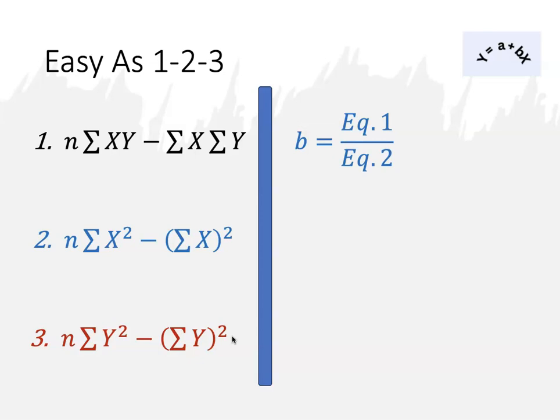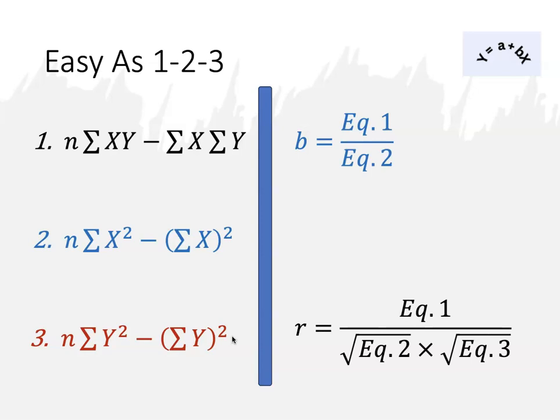Then our formula for the slope becomes equation 1 over equation 2. And the formula for r becomes equation 1 over the square root of equation 2 multiplied by the square root of equation 3. For formula purposes, it probably helps to put a bracket around the terms in the denominator for calculator purposes. Right? It helps.